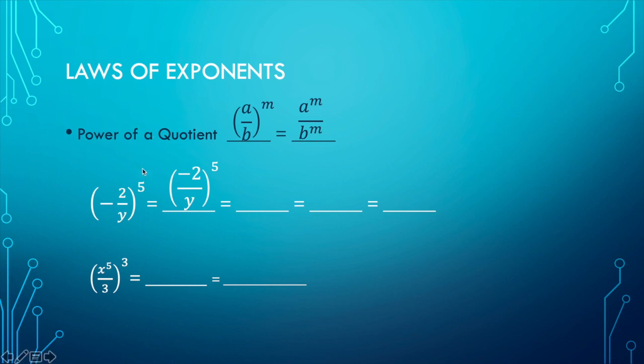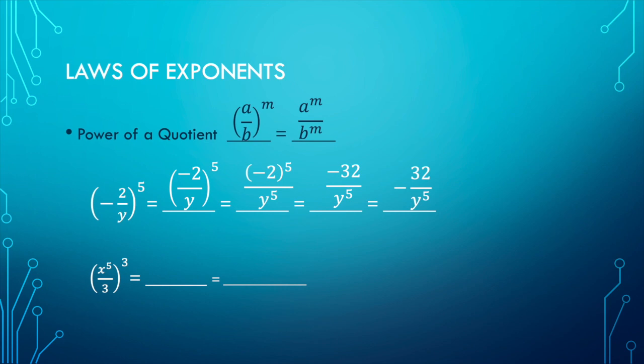Now I have negative 2 over y, and I can raise that to the fifth power by applying that fifth power to both the numerator and the denominator. So I've got negative 2 to the fifth divided by y to the fifth. So if I take negative 2 to the fifth, I'll get negative 32 over y to the fifth, and then I'll take that negative and just apply it to the entire fraction.